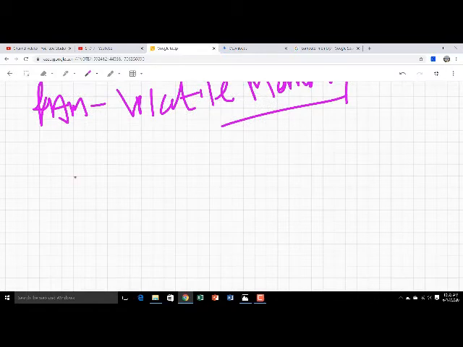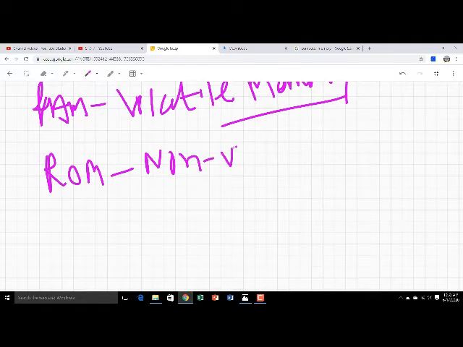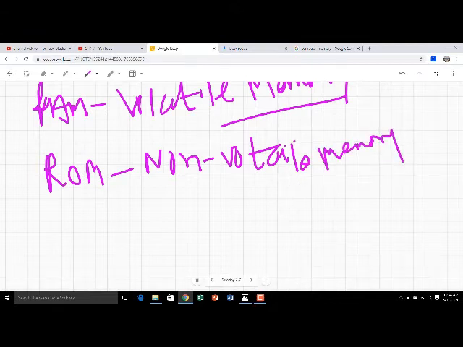Okay, and ROM, so read only memory, and this is the non-volatile memory. This is the non-volatile memory. Understand? So RAM is what? Volatile memory, and ROM is a non-volatile memory.